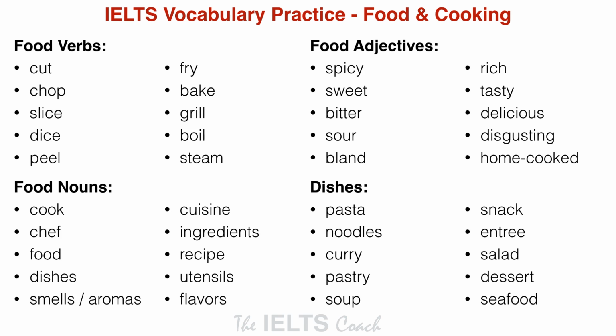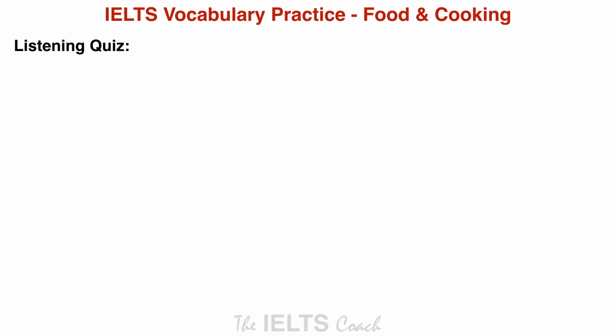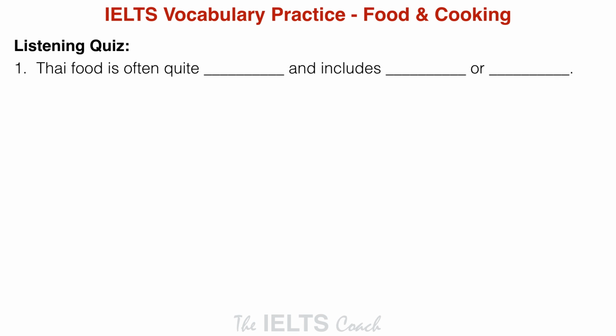So underneath this video, there is a PDF that you can download and print as a gap fill. Listen and fill in the words that I say. So here we have our listening quiz. Number 1. Thai food is often quite spicy and includes rice or noodles. Number 2. Spaghetti is a kind of pasta dish from Italy.